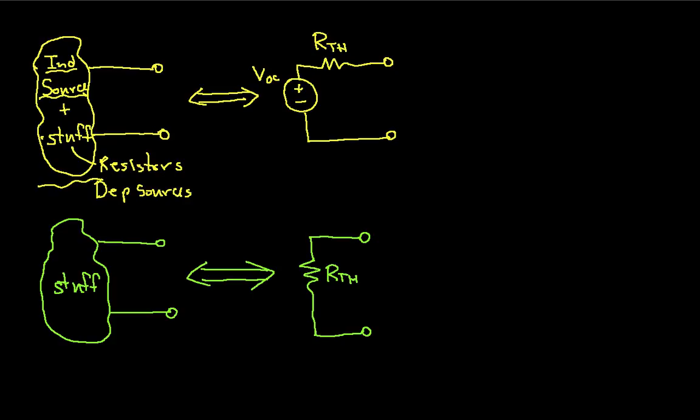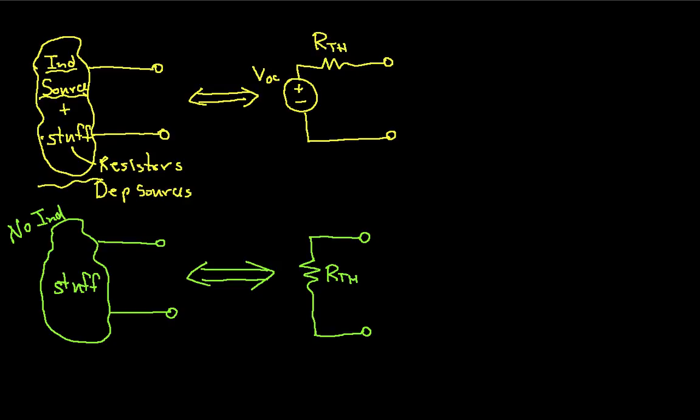Now, if I have no independent sources, so that would be this case, and I have just stuff, where again stuff is resistors and dependent sources, then it turns out the equivalent circuit is just a resistor, which is the Thevenin resistance. Again, this is extremely useful because I might have something that has all kinds of stuff. Again, for example, it might be an amplifier, or it might be speakers or something like that. I can take all of this stuff and combine it into a single resistance.